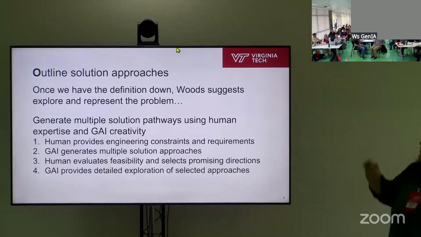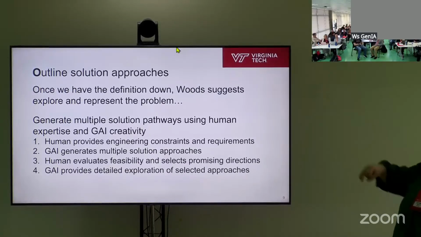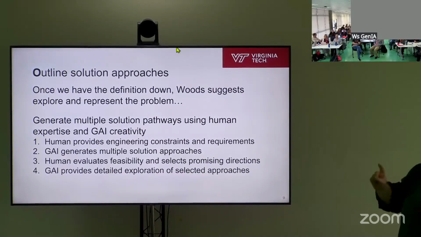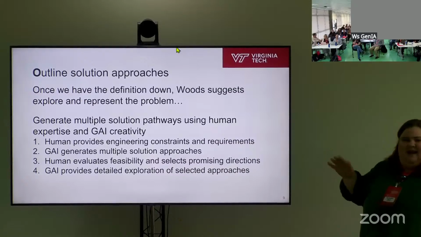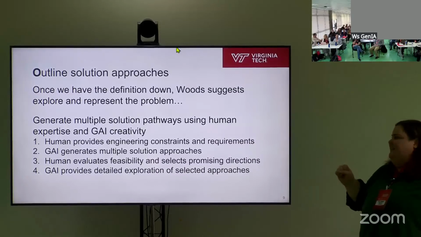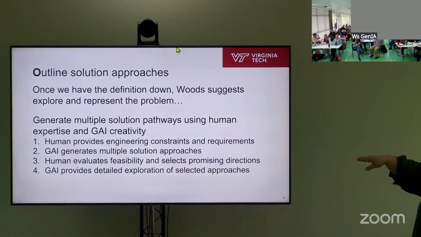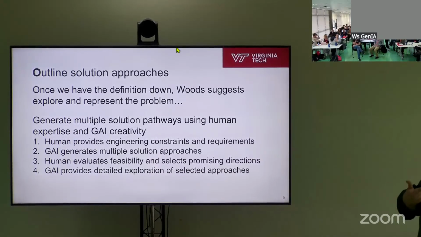O, which is outlining your solution approaches. So once you have that definition, it's time to actually explore and find different ways to represent the problem. So again, following that human-AI pattern, we can provide our engineering constraints and requirements that we've conceptualized from that original back and forth around the problem definition to AI. It's going to come up with those solution approaches.